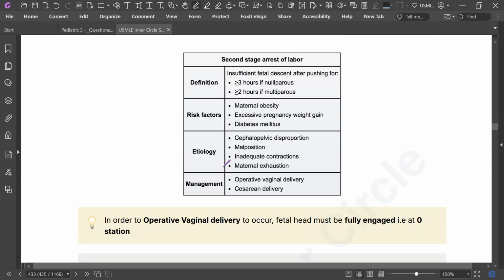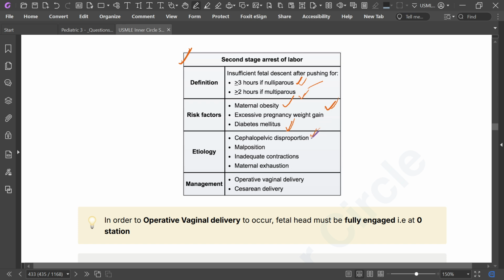Now the second stage of labor. Second stage arrest is insufficient fetal descent after pushing for more than 3 hours in nulliparous women and more than 2 hours in multiparous women. Risk factors are maternal obesity, excessive pregnancy weight gain, and diabetes mellitus.